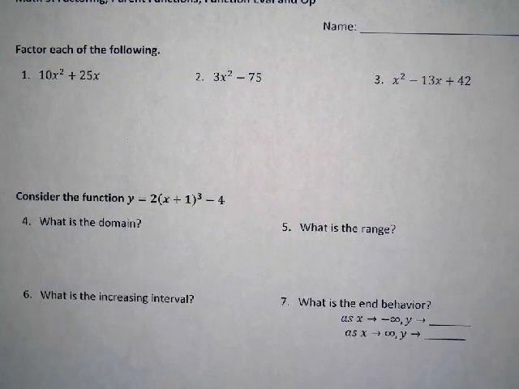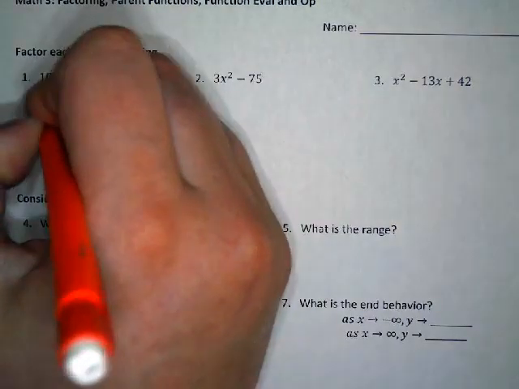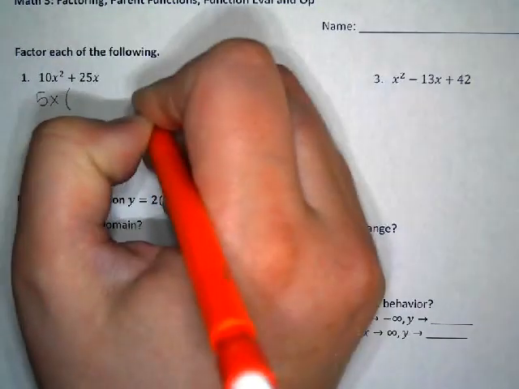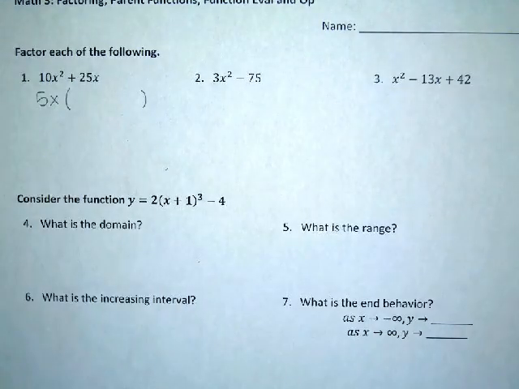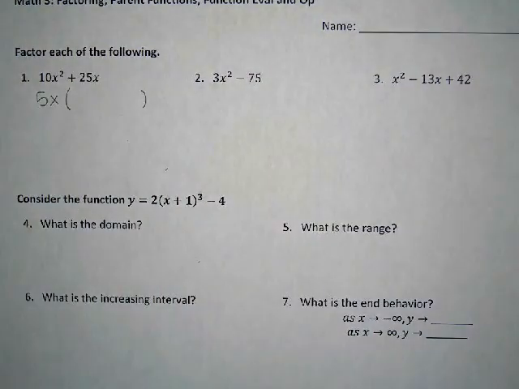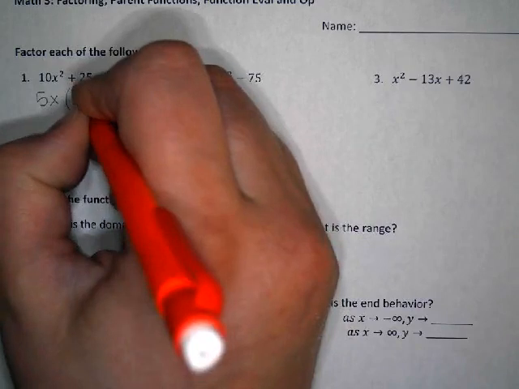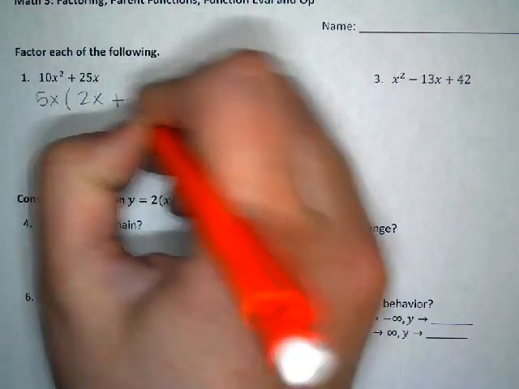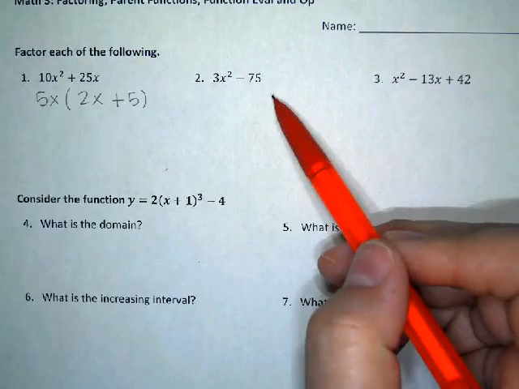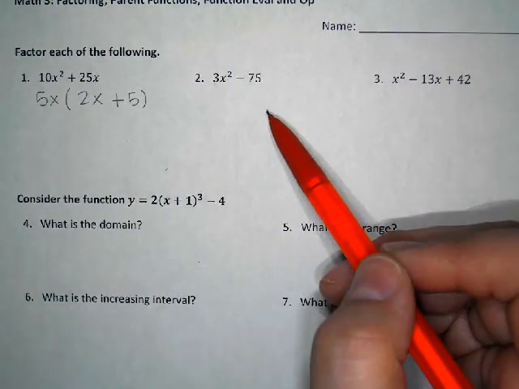So we already said number one had a GCF, and we said the GCF was 5 and x. Okay, 5x. And then once you take out the 5x, what is left over? 2x plus 5. Okay. And then we said number 2 was a bit different this time.